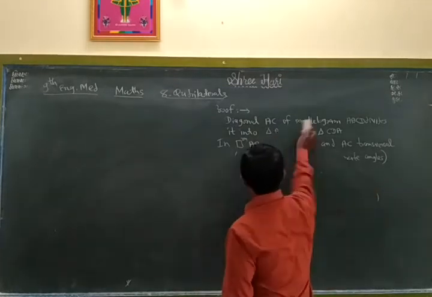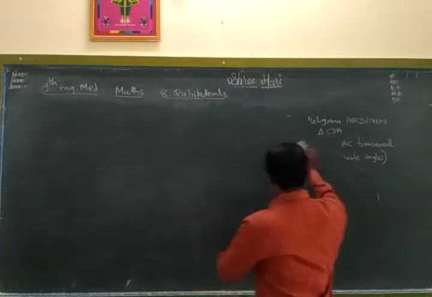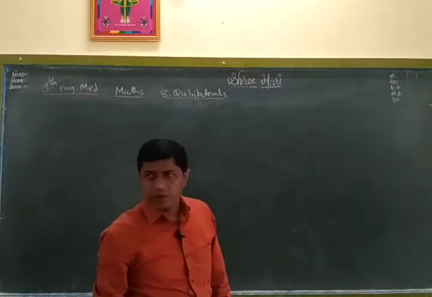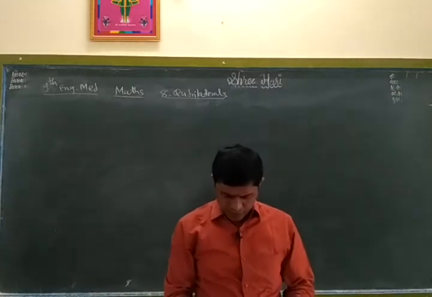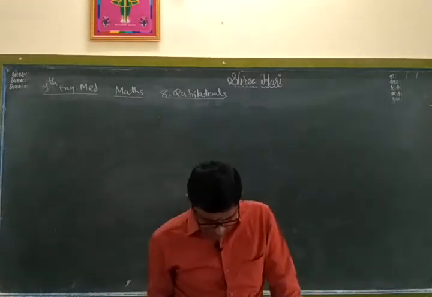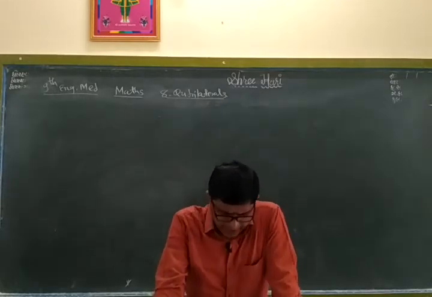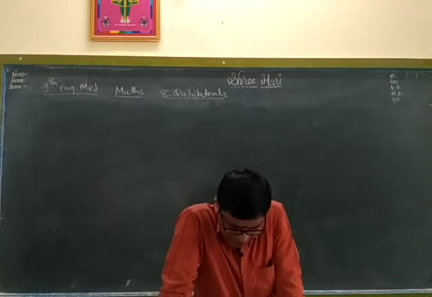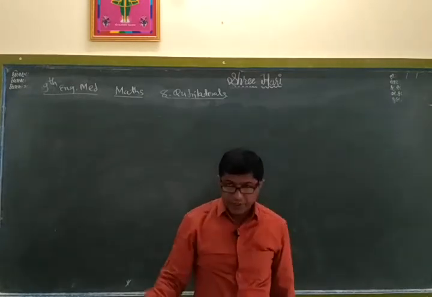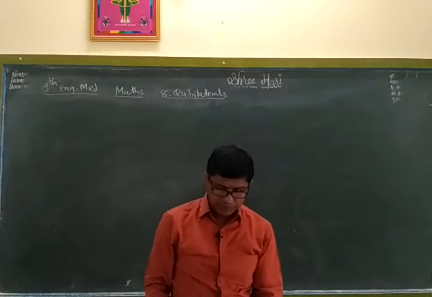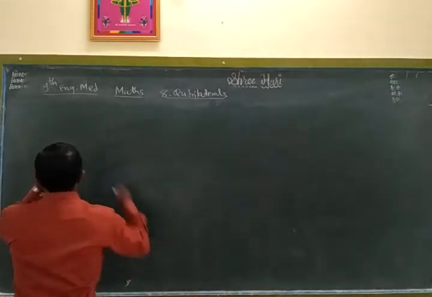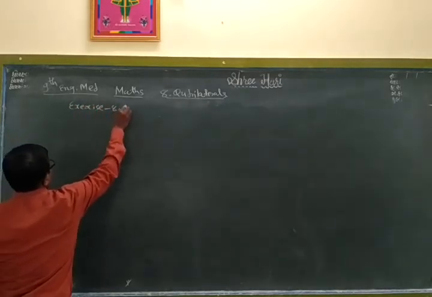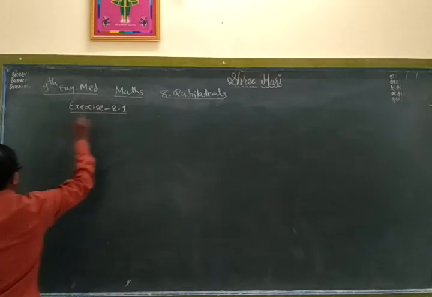Now we see exercise 8.1 and start. First, read the question. The angles of the quadrilateral are in the ratio 3:5:9:13. Find all angles of the quadrilateral. Exercise 8.1, question 1.